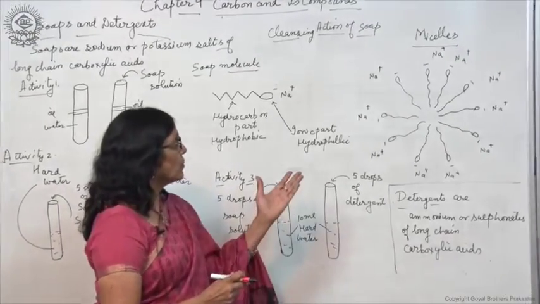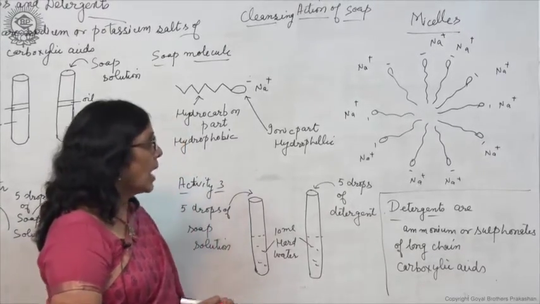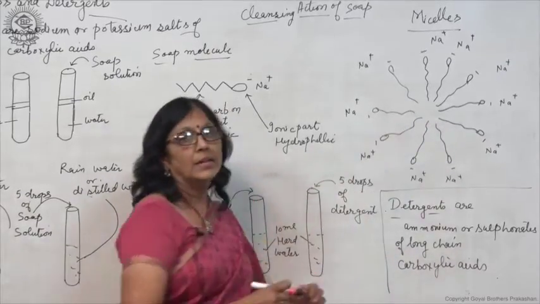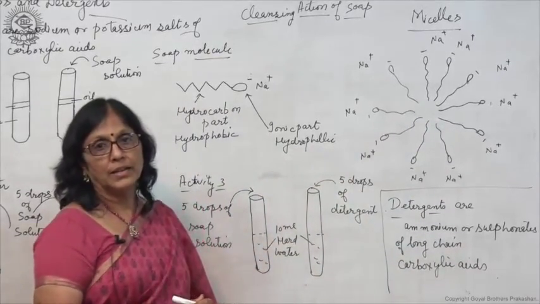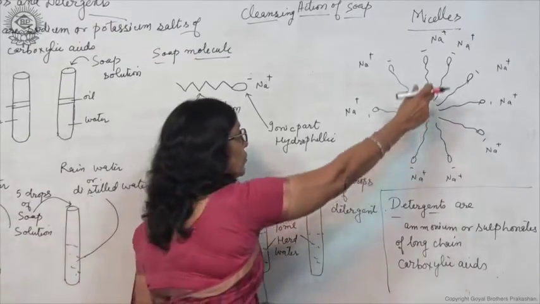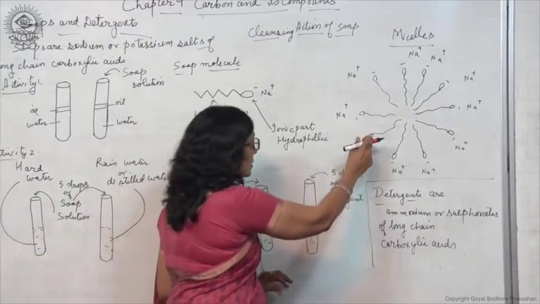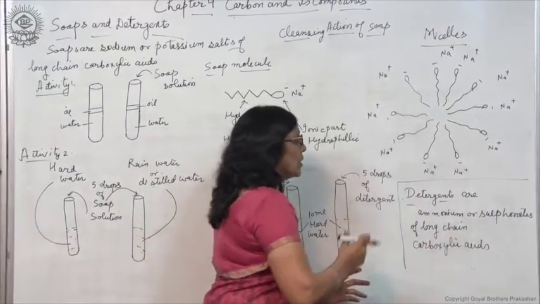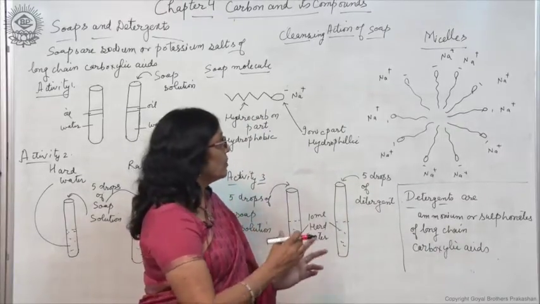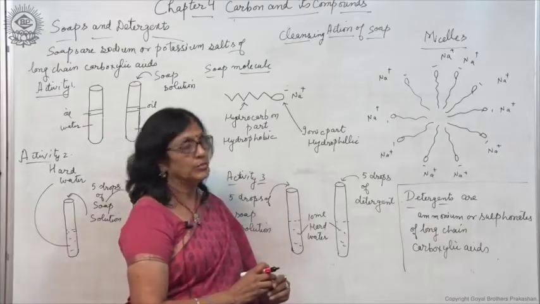An aggregate of soap molecules forms in which the hydrocarbon part is directed towards the center and the ionic part is directed towards outside. So, this is the formation of a micelle. The ionic parts of the micelle repel each other. So, it remains like a colloid in the emulsion form.